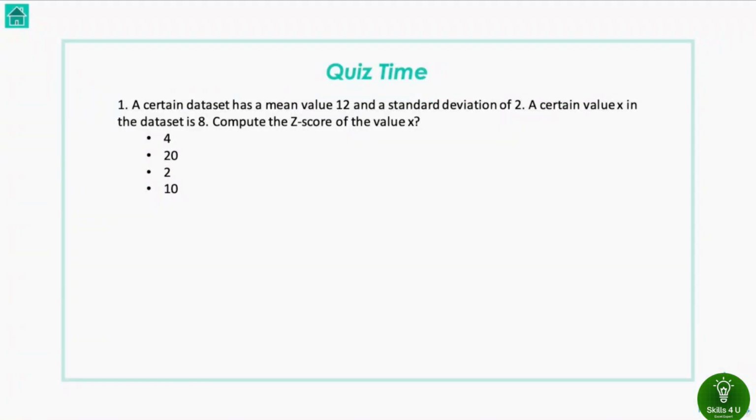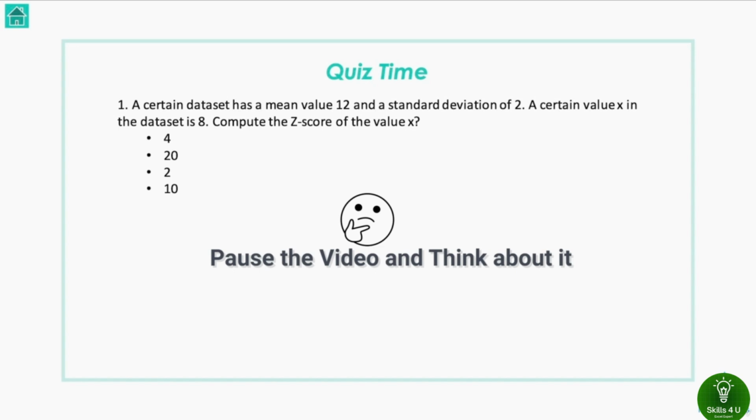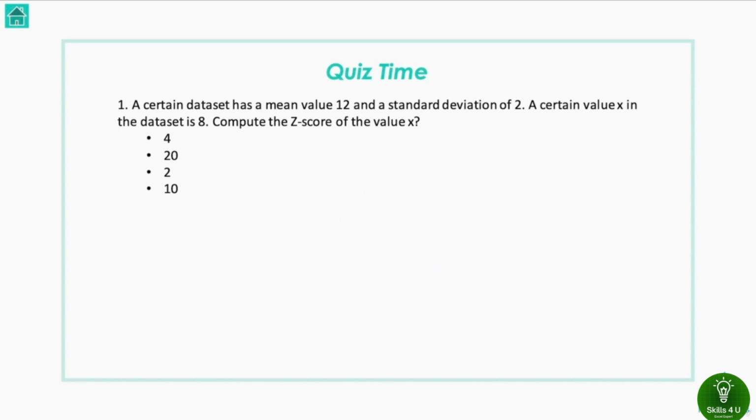A certain data set has a mean value of 12 and a standard deviation of 2. A certain value x in the dataset is 8. Compute the z-score of the value x. The correct answer is 2.